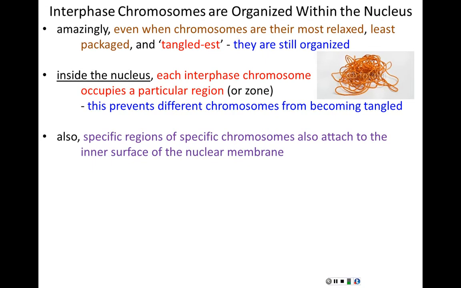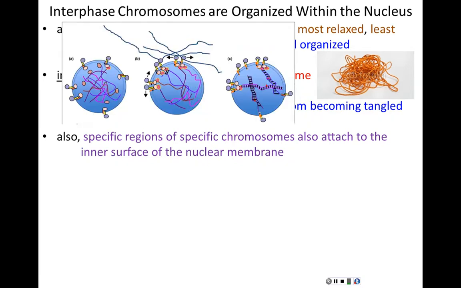Also, specific regions of specific chromosomes attach to the inner surface of the nuclear membrane. What we mean by that is the nucleus itself is, of course, a membrane-bound organelle. The DNA is inside the nucleus, no surprise there. And so the nuclear membrane, the membrane surrounding the nucleus, has two sides. It has the outer side, which faces the rest of the cell, and the inner side, which faces the interior of the nucleus. During specific portions of the cell cycle, some chromosomes hook on to the inner surface of the nuclear envelope. They become attached to the nuclear membrane itself on the inside face of that membrane. It's just incredible. They become stuck there.